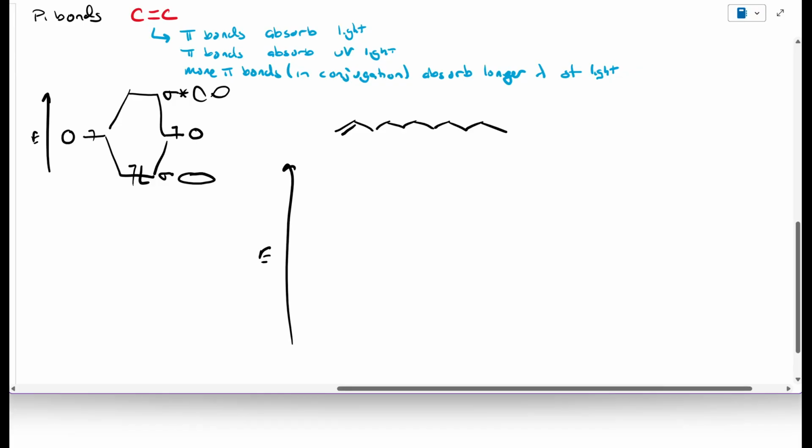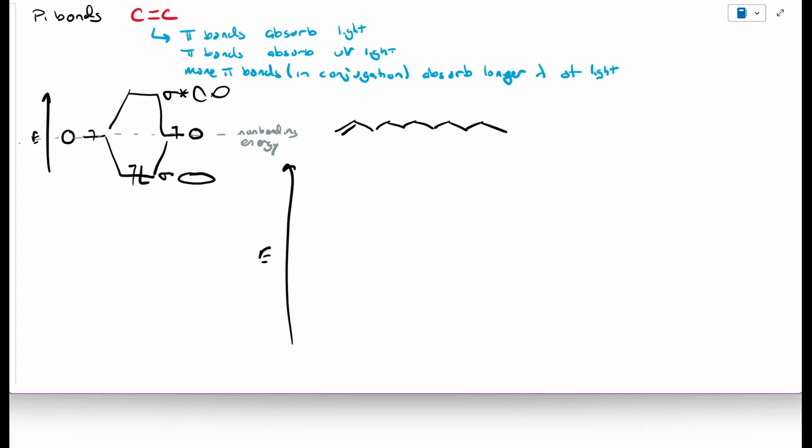With these diagrams, one more thing to orient you to, there is an unspoken line right through the middle of the diagram, and we kind of call this the non-bonding energy. It means what it says it means. It's non-bonding energy. It's the energy of the atoms as if they had not been bonded together.